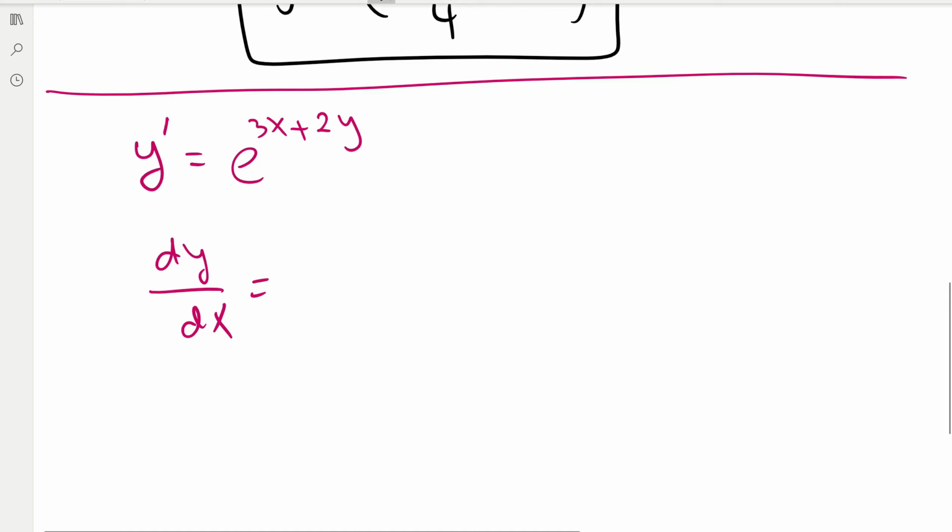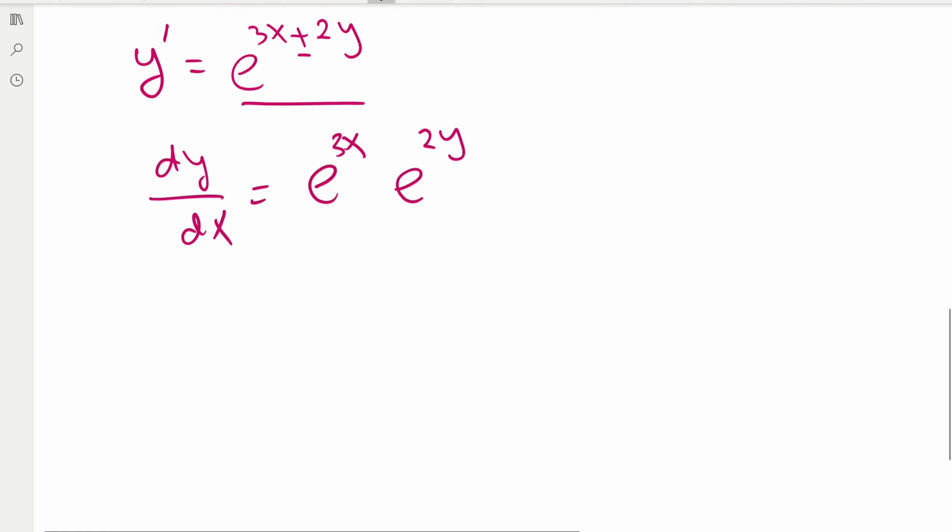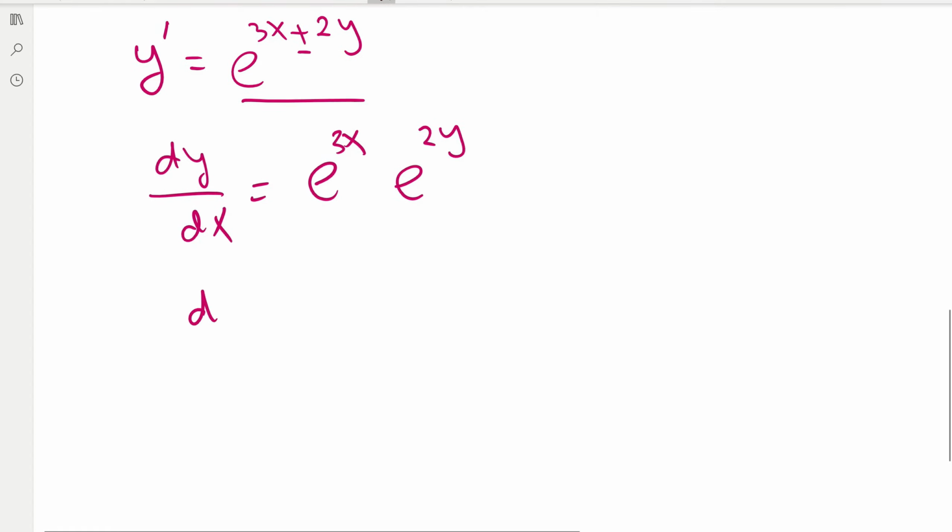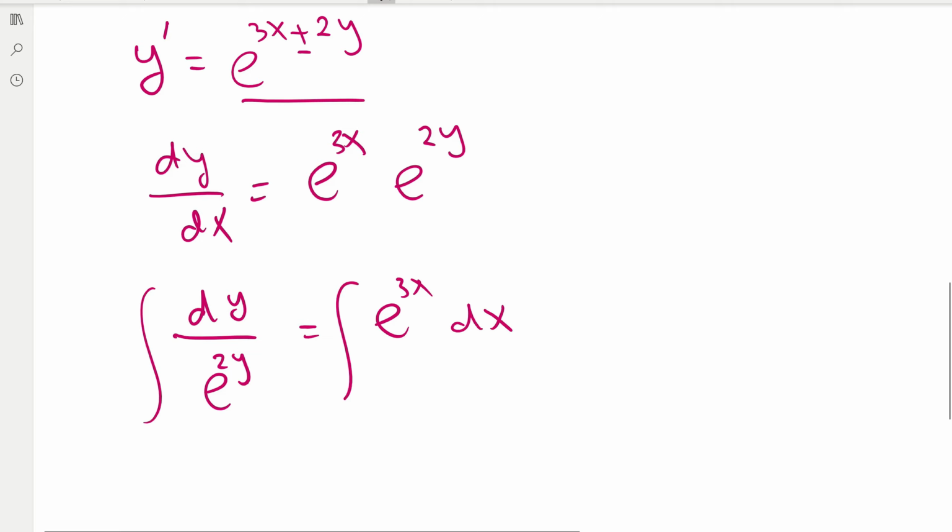Now how do we separate here? Well, the addition in the power means multiplication on the base, right? So it's e to the 3x times e to the 2y. So we can use some help from algebra. Now we can simply separate. We can take e to the 2y to the left and dx to the right, and we have to integrate.